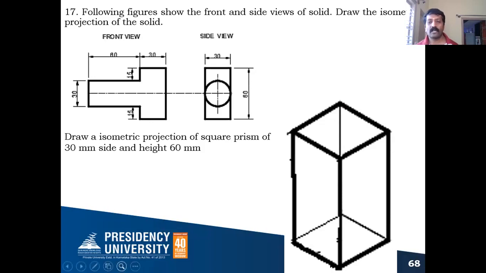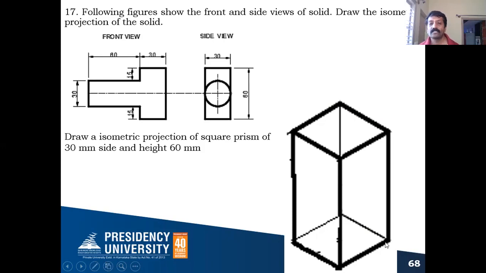So draw one horizontal line. You take a 30-degree line on either side like this, and the square is 30 millimeter. So 30 millimeter in the sense you convert that into isometric length and cut on either side of your 30-degree line. After this, you draw a 30-degree line in this direction, a 30-degree line in this direction. The base of the square prism is ready.